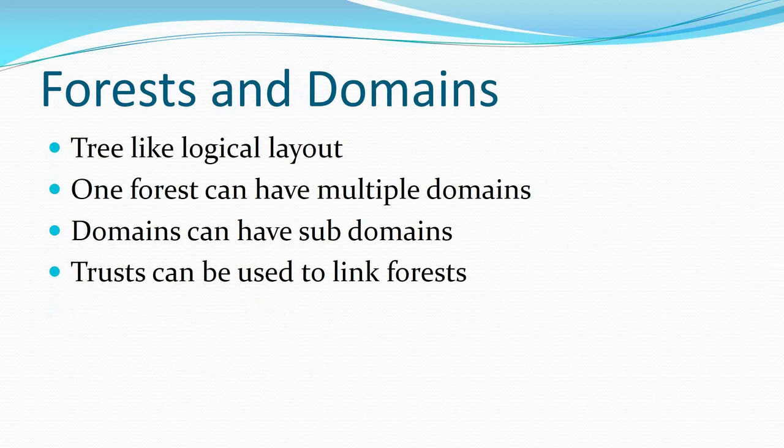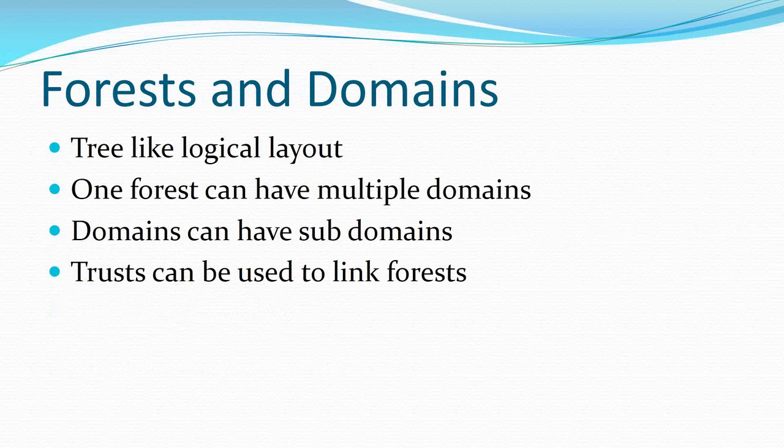But in the same instance, from that same forest, I could have another domain with a completely different namespace, so it could be called vBrownBag.com. It's still part of the forest, but it doesn't follow that same namespace. So domains can have subdomains called child domains, and when you designate a domain controller, you say where it's going to sit, so what namespace it's going to have.